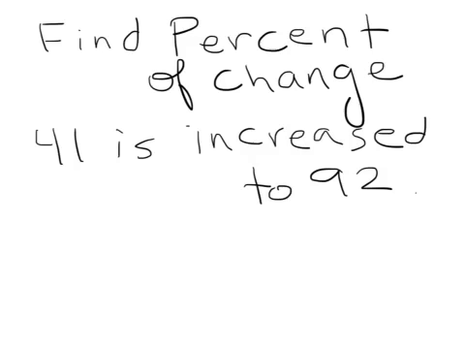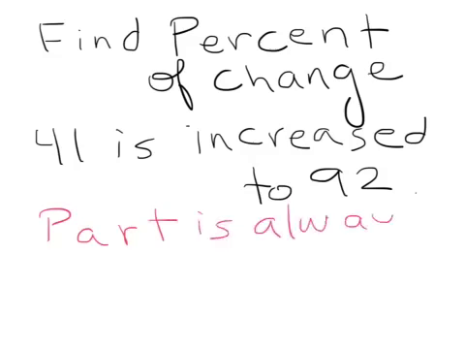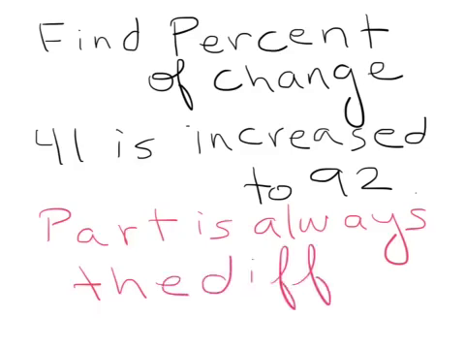Now, the part means by how much did it increase or by how much did it decrease. In this case, you ask yourself by how much did it increase. What do you do? Subtract. What from what, Sadiq? 92 minus 41. Very good. It's always the difference. So let's write it down. Part is always the difference between them. Difference means always subtract, because you want to know by how much did it increase.